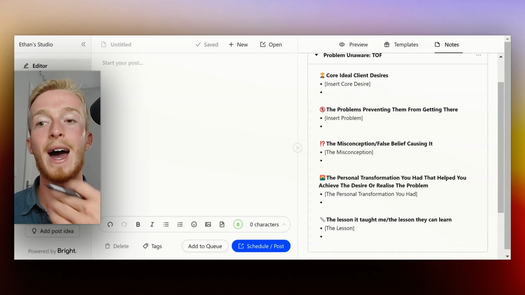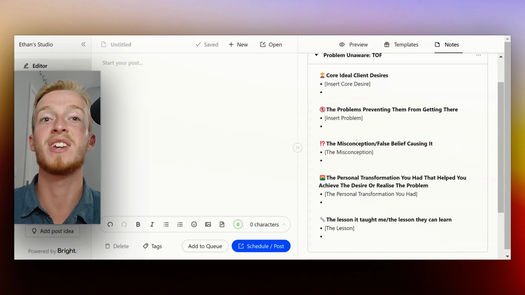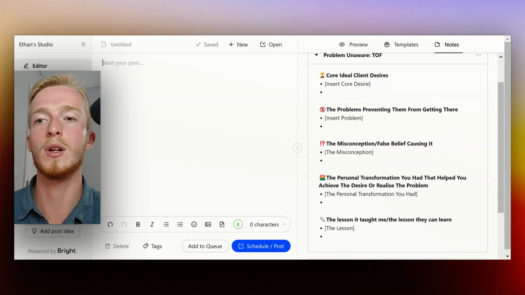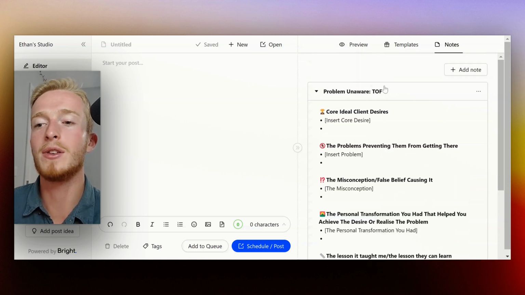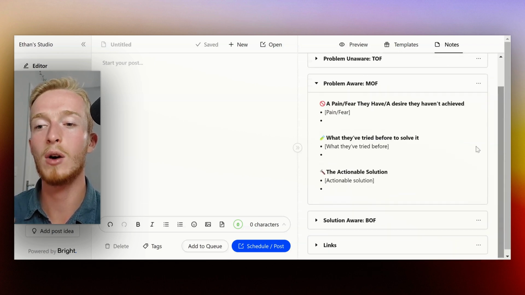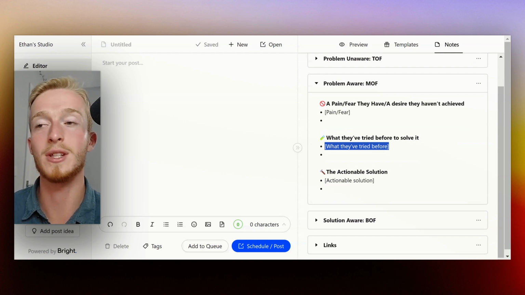So it's all there, and I've got all the ideas in front of me because I've taken the time to research. And yes, research does take a bit of time. It is a bit sucky, but it helps you so much more, and it prevents you from having so much of a blank slate. And as you can see, I've done the same for the problem aware. I've also got these here as well, and in these gaps, you'll want to make sure that you fill these in as well.